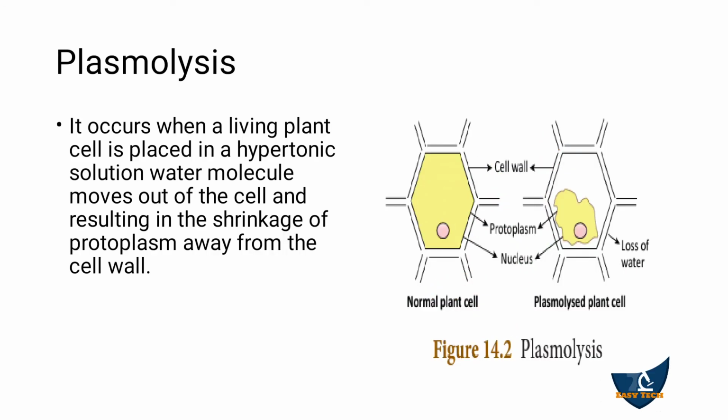Next, plasmolysis. This is how they prepare pickles, no? In the same way, plasmolysis occurs in a living plant cell. This is a living plant cell kept in a hypertonic solution for some minutes or hours. During that time, the water molecules inside the cell will come out. Due to that, the protoplasm shrinks like this. This is called plasmolysis.